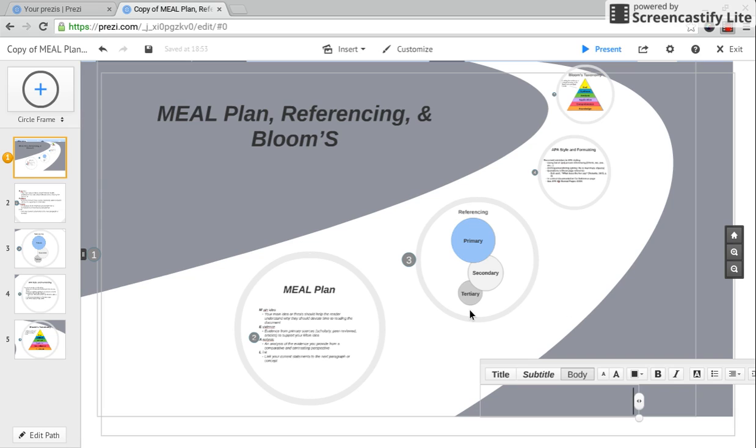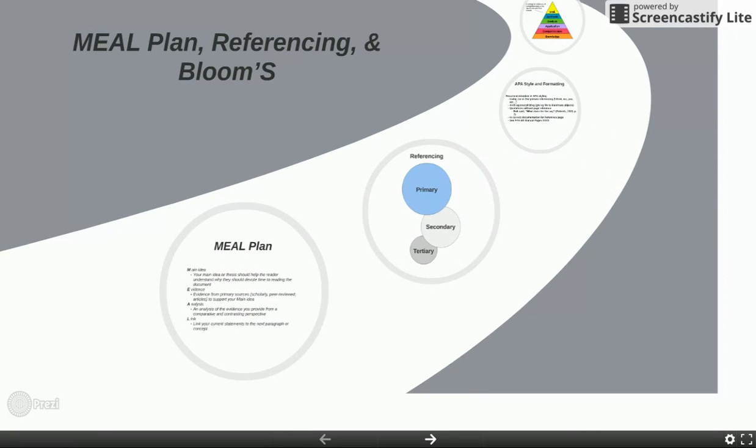Today we're going to be talking about the MEAL plan, referencing, and Bloom's taxonomy. Let's start off with the MEAL plan. What is the MEAL plan?